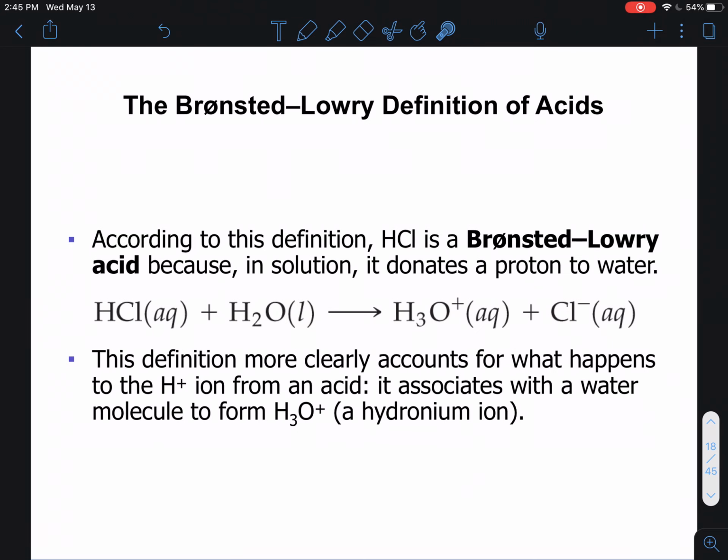According to this definition, HCl is a Bronsted-Lowry acid because in solution it donates a proton to water, and this definition more clearly accounts for what happens to the H+ ion from an acid. It associates with water to form the hydronium ion.